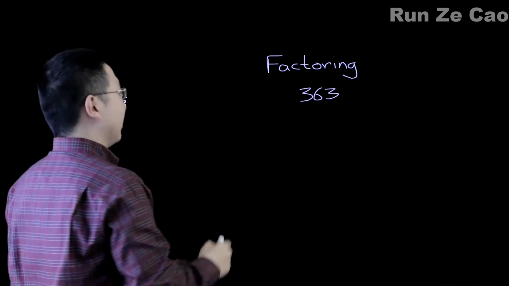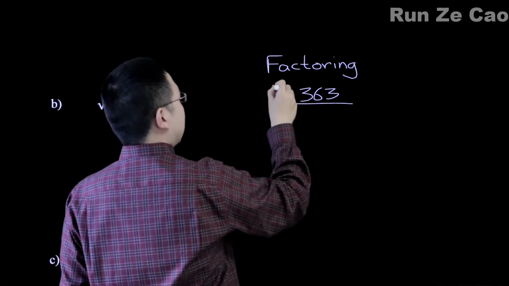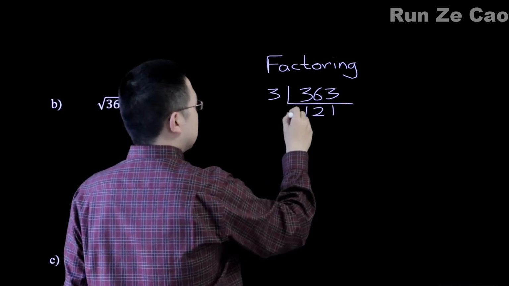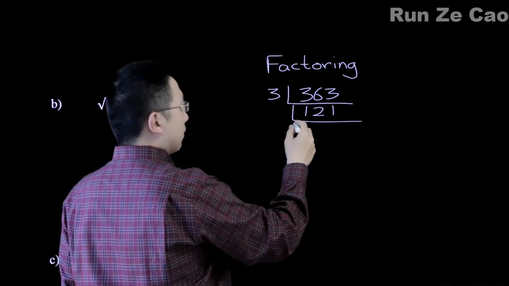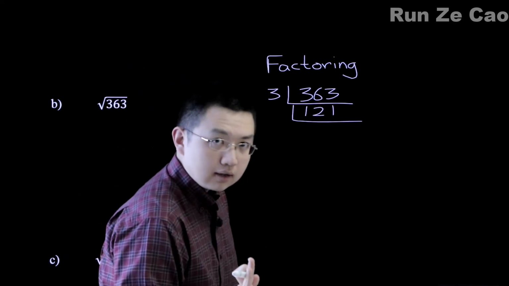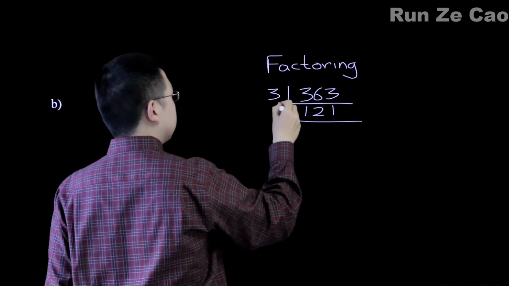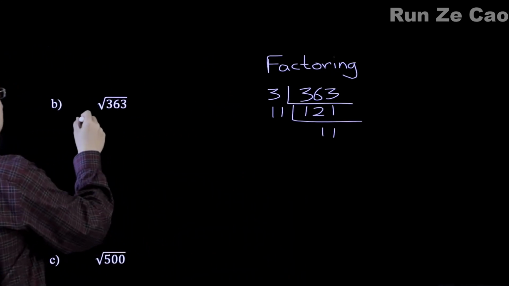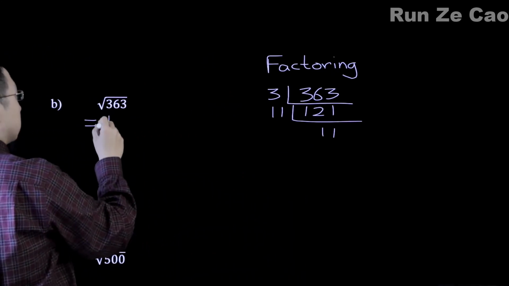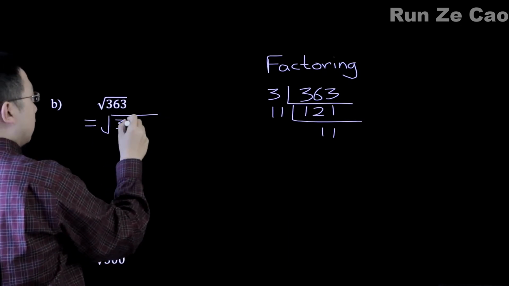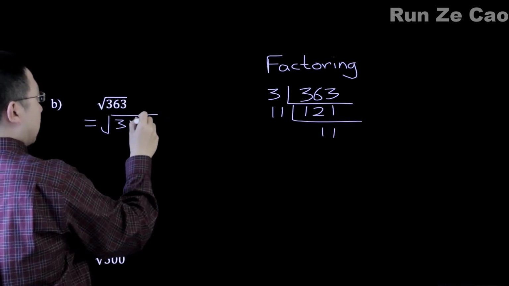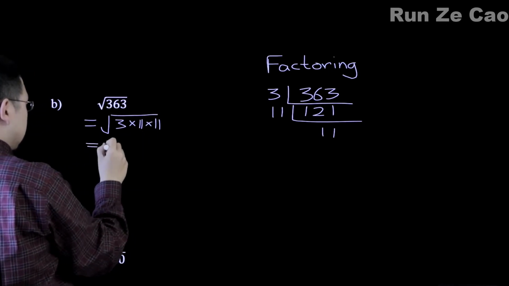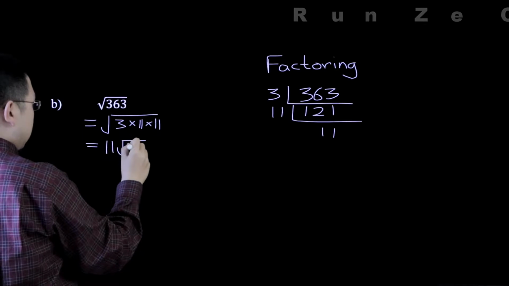So, when we factor this, we divide by 3, and then we get 121. And we divide by, well, hey, wait a second. 121 is 11 squared. This is then equal to the square root of 3 times 11 times 11. So that's 11 root 3.